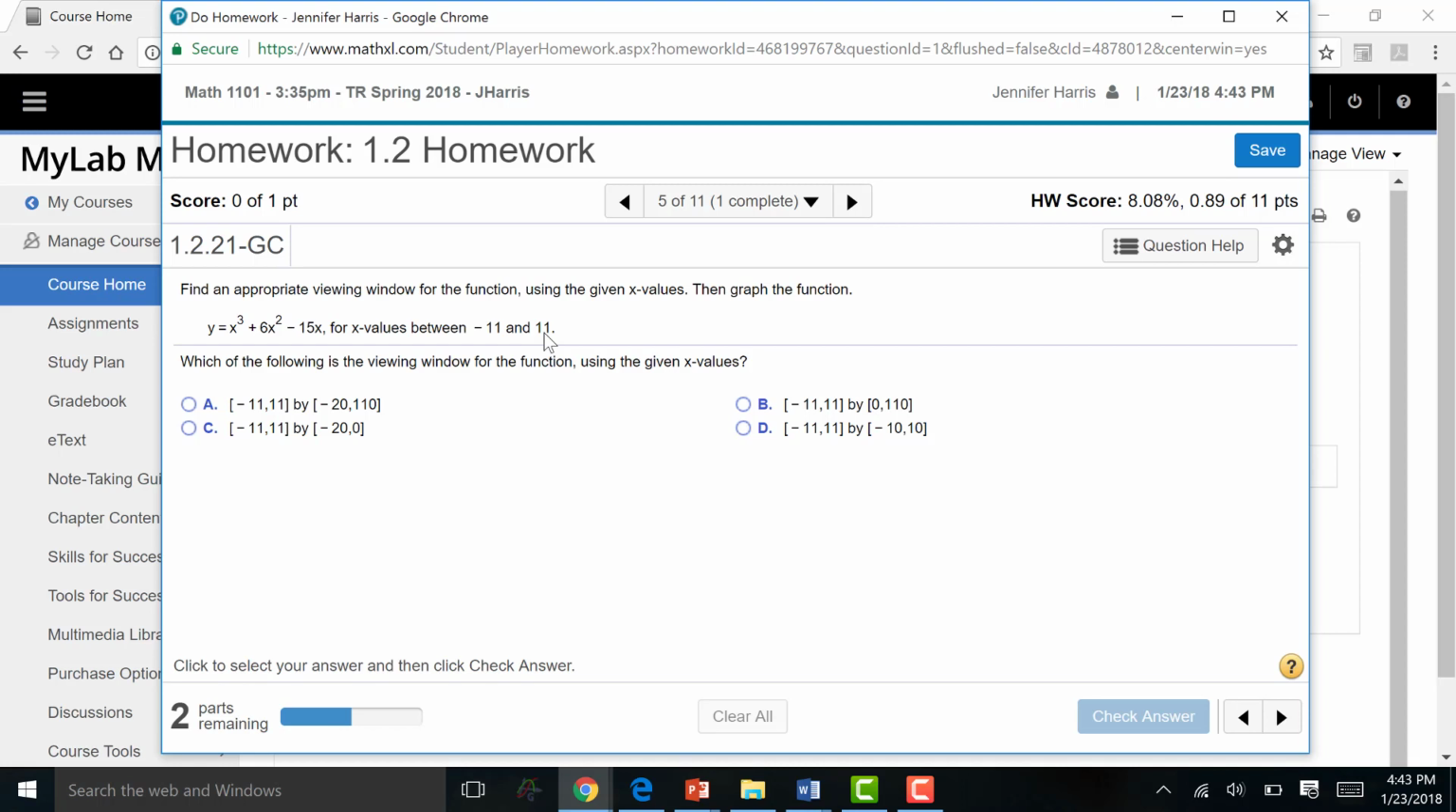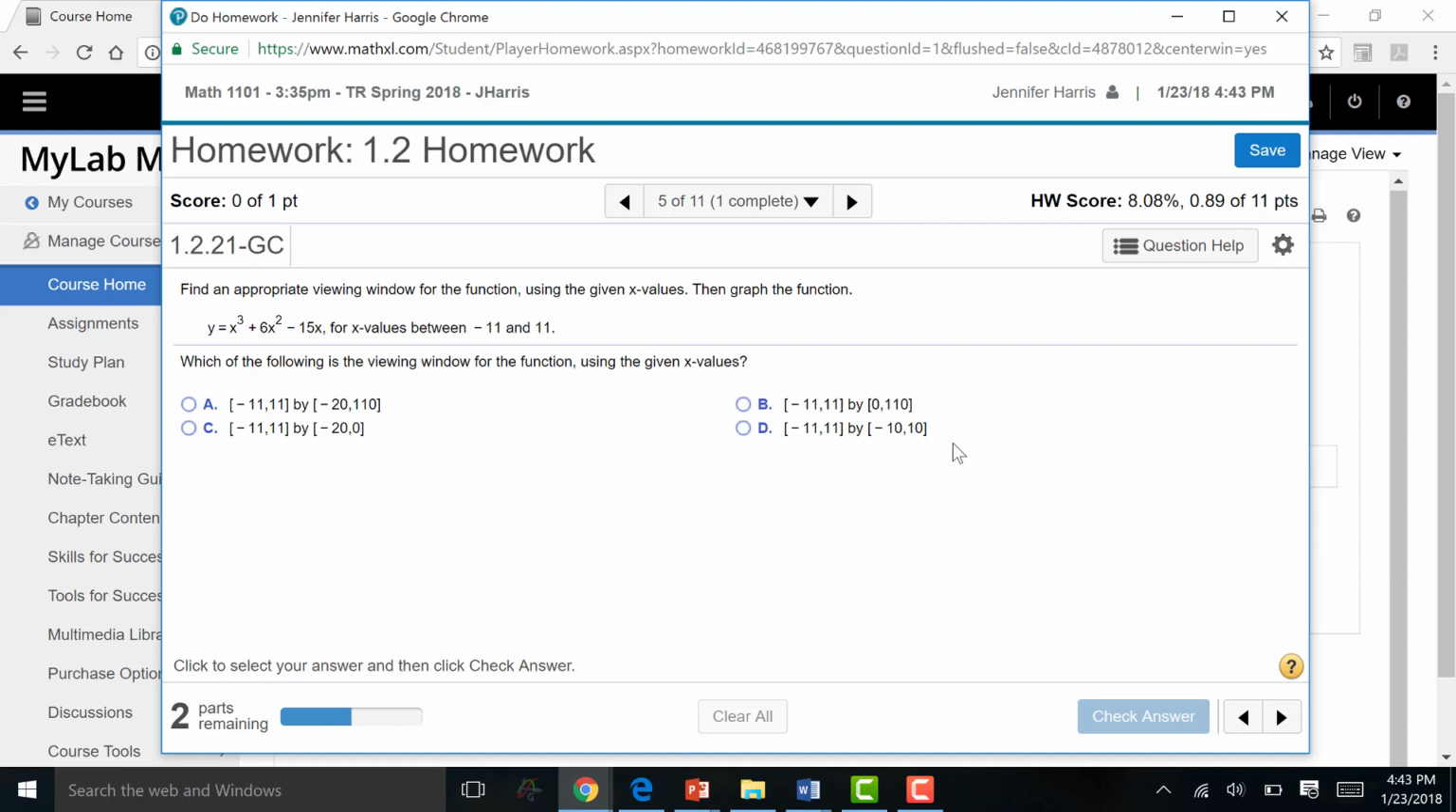What it didn't say is what the y value should be. So it wants you to pick what the y value should be. You've got choices: negative 20 to 110, negative 20 to 0, 0 to 110, or negative 10 to positive 10. You pick the one that shows the most of your picture. You see what I'm saying? So here's my graph in Desmos.